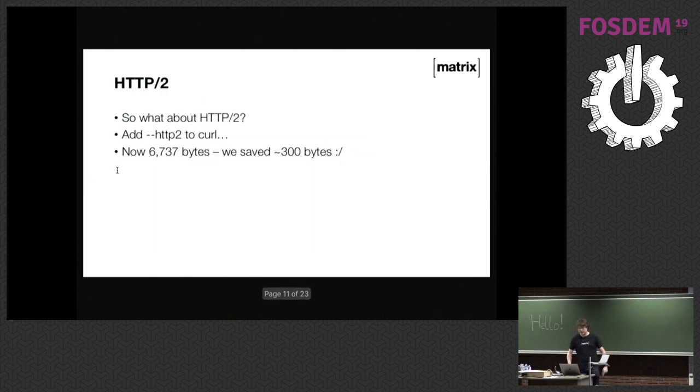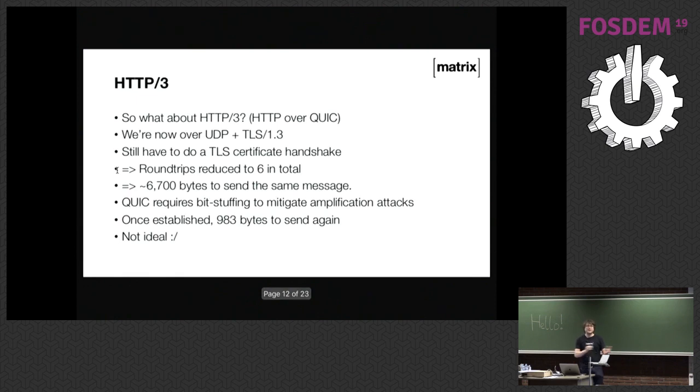The obvious next thing to do is chuck --http2 on curl and see how speedy works. And we save a whole 300 bytes, because so much of this is still the TLS handshake. Next up, we thought, wow, HTTP/3 is the next big thing. It's just come out; HTTP over QUIC is referred to as HTTP/3.